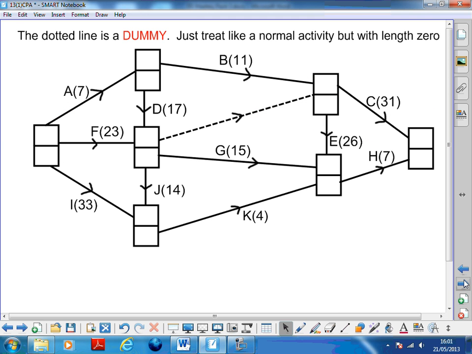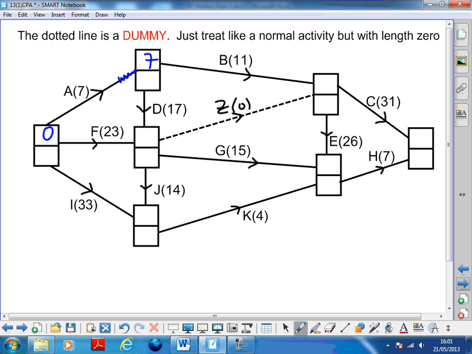Okay, so this is the one that includes the dummy, which on your pack I've labelled Z, 0. It's not quite a normal activity, but for now we'll treat it as if it's a normal activity with no length. Okay, so we start with 0, and this has only got one thing going into it, so 0 is 7.